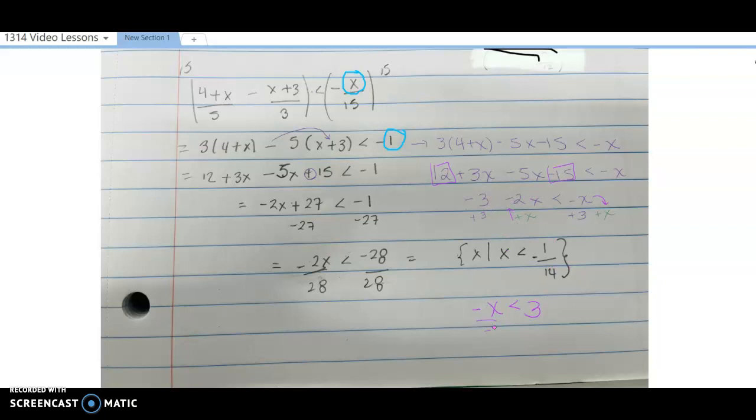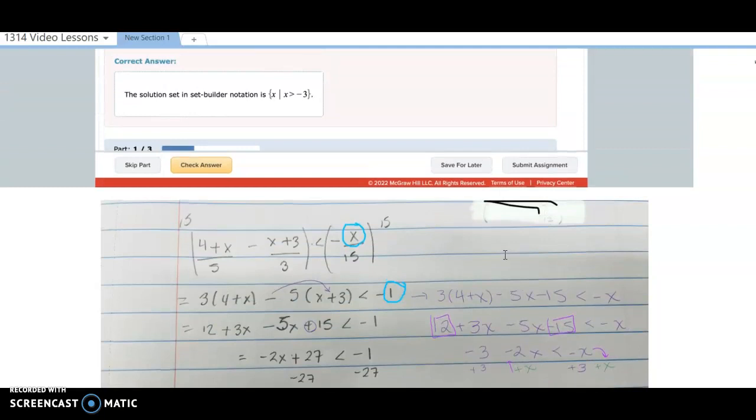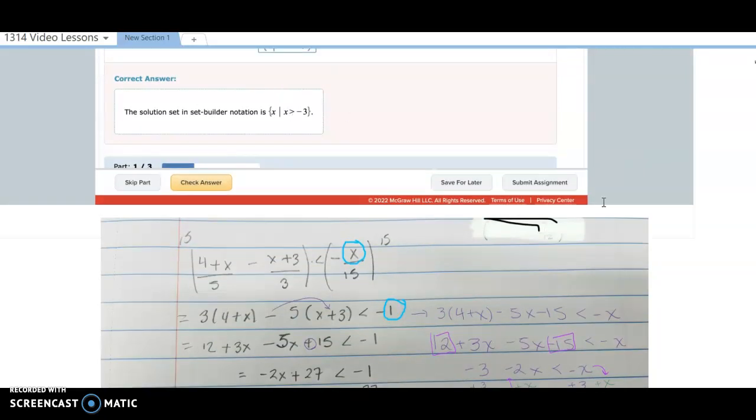And then my last step is to divide by negative 1, which you might not need to do depending on how you solve it. So we should get x is greater than negative 3. Which I believe, let me go back up here. Yeah, x is greater than negative 3.